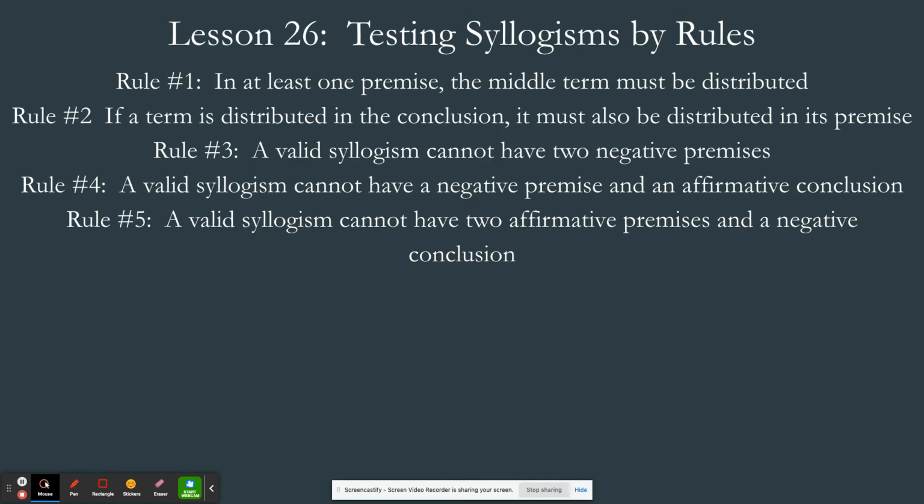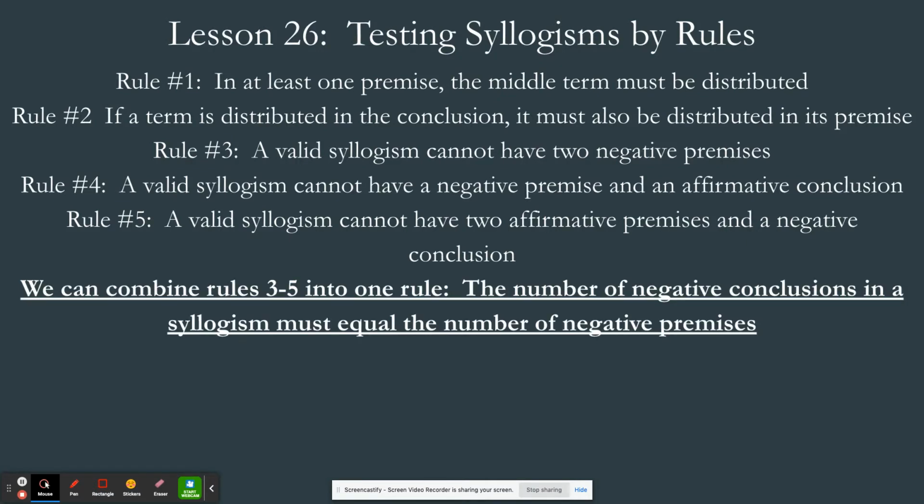In at least one premise, the middle term must be distributed. Rule number 2, if a term is distributed in the conclusion, it must be distributed in its premise. Rule 3, a valid syllogism cannot have 2 negative premises. Rule 4, a valid syllogism cannot have a negative premise and an affirmative conclusion. Rule 5, a valid syllogism cannot have 2 affirmative premises and a negative conclusion.